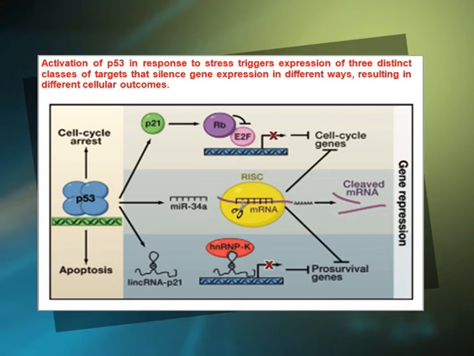A new class of p53 targets, exemplified by the long intergenic non-coding RNA, lincRNA p21, is activated by p53 and then inhibits gene expression. Although the exact mechanism of gene repression is unclear, lincRNA p21 interacts with heterogeneous ribonucleoprotein K to downregulate a large group of genes that are repressed by p53, including several that are important for cell survival.